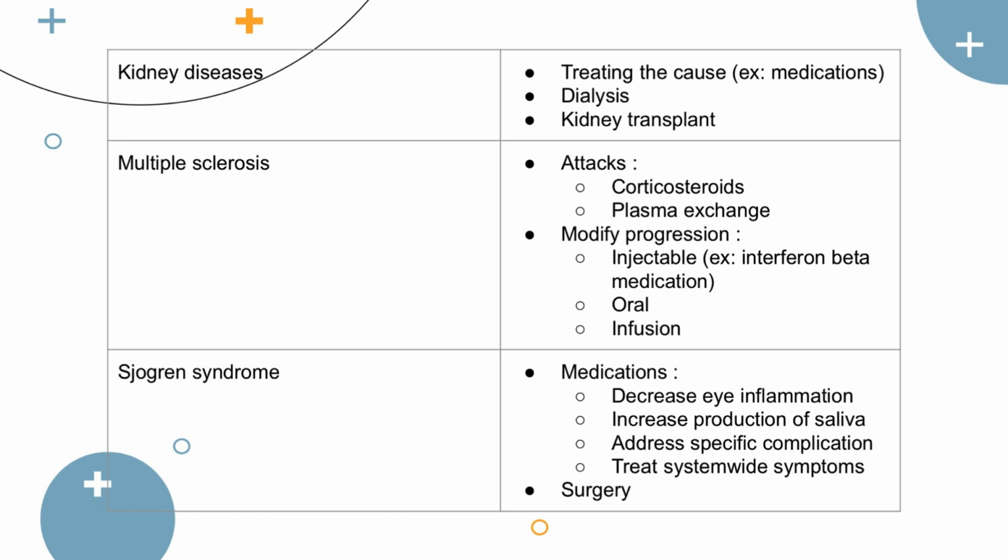The treatments for this disease are, first, medications. The medications that are prescribed are to decrease the eye inflammation, increase production of saliva, address specific complications, and also treat system-wide symptoms. As for surgery, the surgery is to help with the dry eyes.